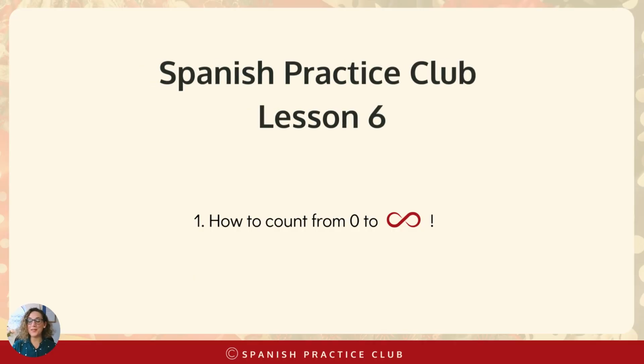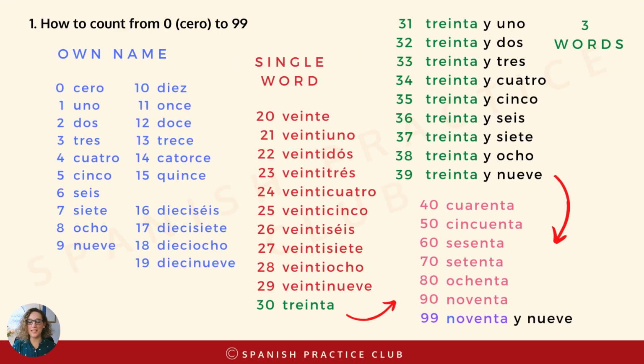So let's start with the Spanish numbers by learning from 0 to infinity. On this slide, we've got from 0 to 99. We're going to be learning from left to right so that you can follow that easily. On the left-hand side, also highlighted in blue, we've got from 0 to 19. And there is a reason for that.